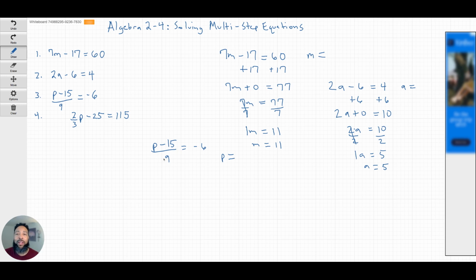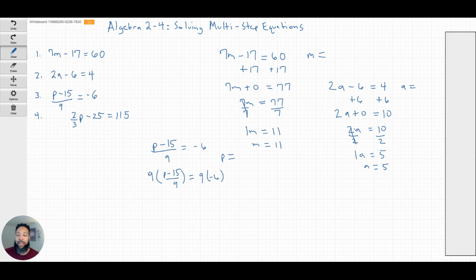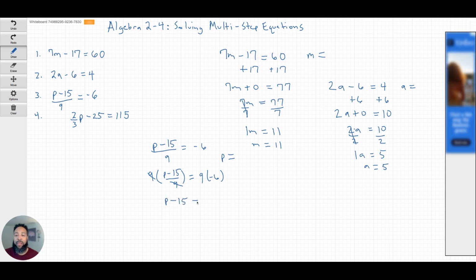So how do we get rid of this 9? We want to multiply both sides by 9. So we have 9 times p minus 15 over 9 equals 9 times -6. So when we multiply this left side by 9, the 9's cancel. 9 over 9 is 1. So now you're just left with p minus 15 equals 9 times -6, which is -54.